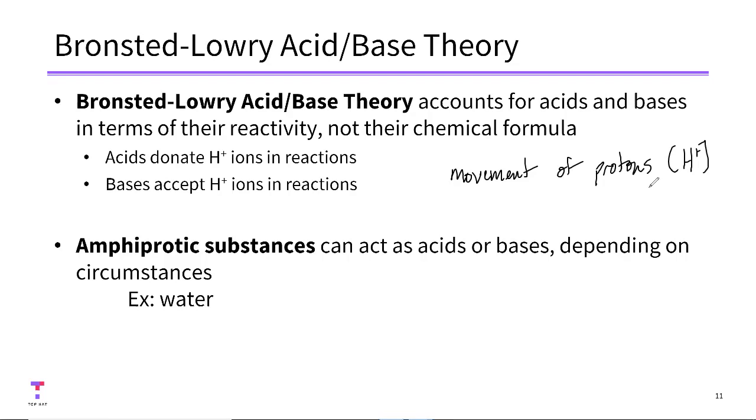So how is the Bronsted-Lowry theory different? Well, again, we're talking about the movement of protons. So when we talk about acids, we talk about things that are going to give away protons. So if I look at a chemical reaction, I'm looking for the movement of hydrogen. The thing that loses hydrogen is our acid. The thing that takes that hydrogen is our base. Acids are proton donors, bases are proton acceptors.